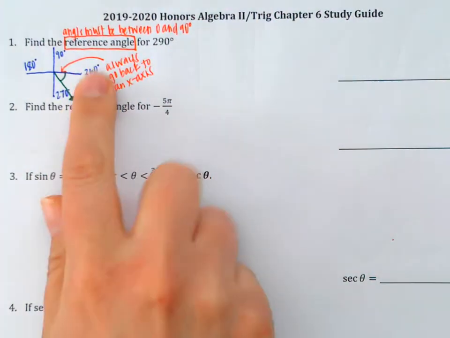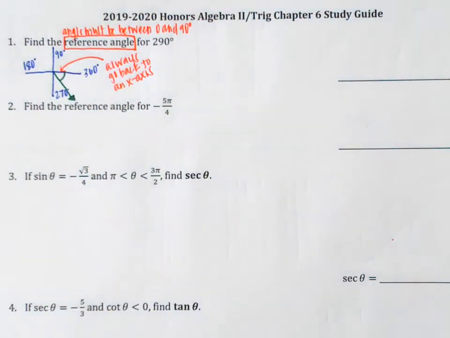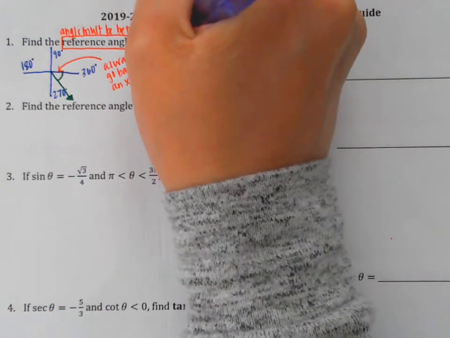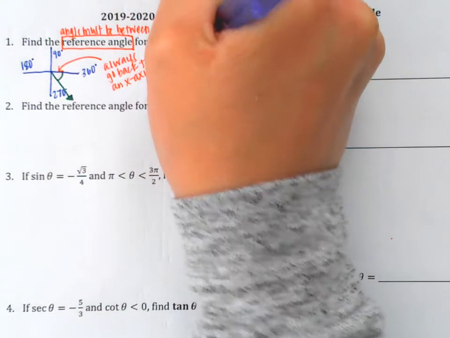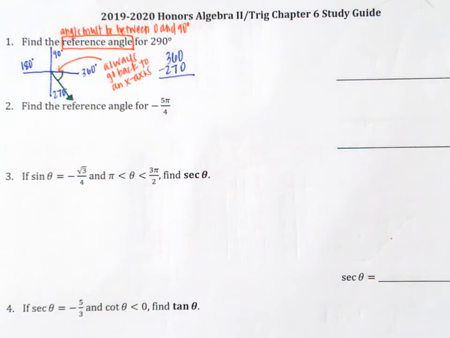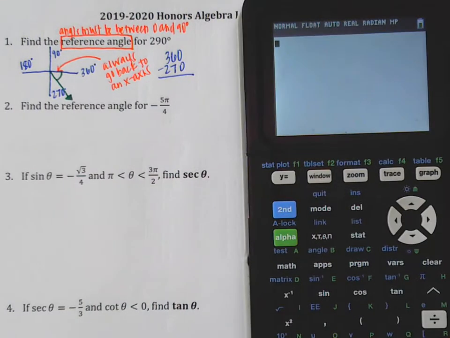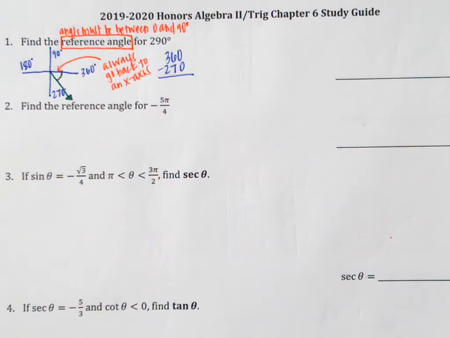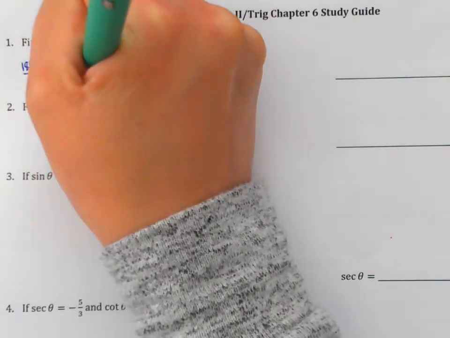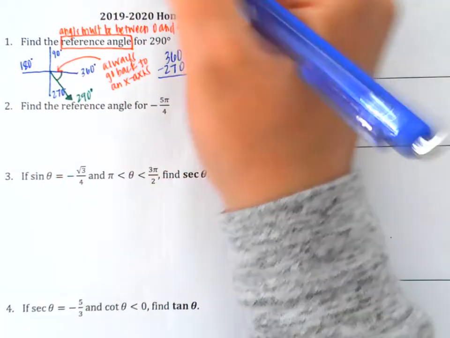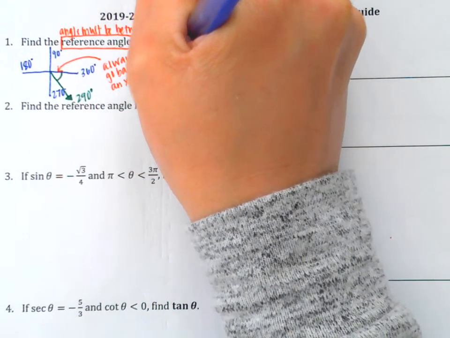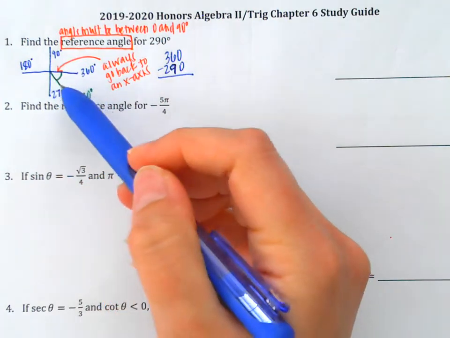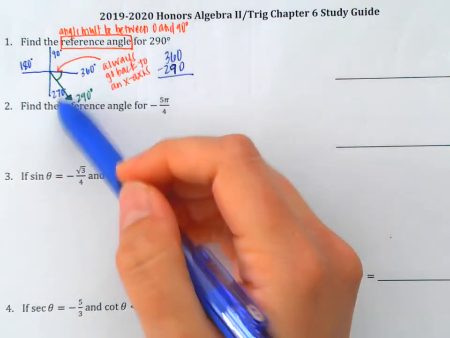And so then all we have to do is find this distance. And so we find that distance by subtracting. So 360 minus 270. We can just do that in our calculators. 360 minus 270 gets us 90 degrees. That doesn't make sense because I typed in 270 and I should have typed in 290. Okay, so 290 is that angle. We're going back to that. I was looking at the 270 degrees here.